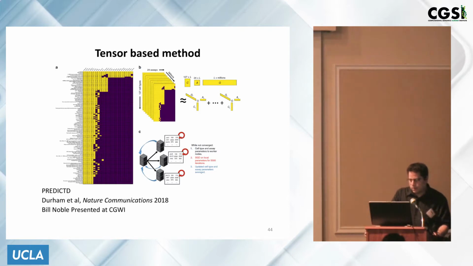Just to note that recently there was another method for this problem proposed by Bill Noble's group, and those of you who are at CGWI saw his talk. They took a completely different approach to this problem using a tensor-based decomposition. And it turns out this approach, based on the metrics we were using, wasn't actually better, but they show that it's complementary, that combining the two methods led to an even better prediction.